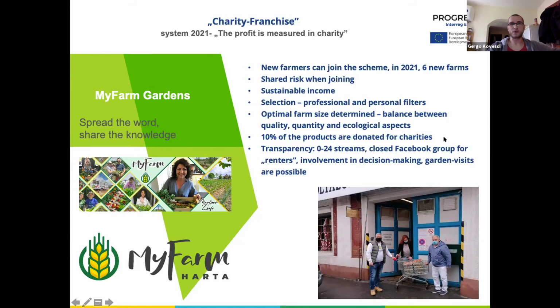We think transparency is very important, which we provide with 24-hour online streams of every garden. In a Facebook group, we build a community with involvement in decision making, and also the opportunity to come and visit our common farm with the family. So it has an educational feature as well for the people who are ordering from My Farm Harta.